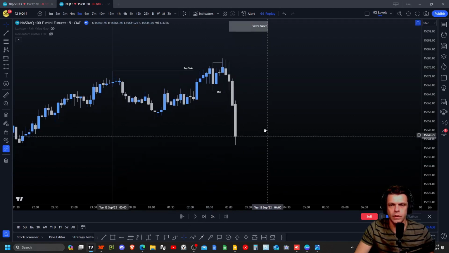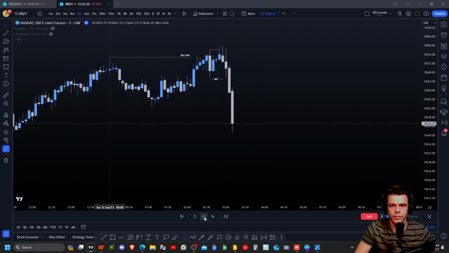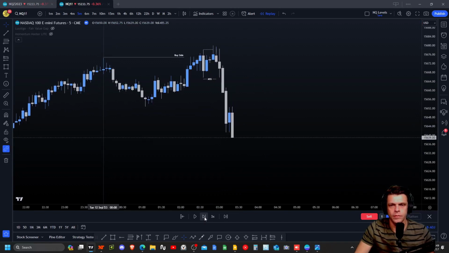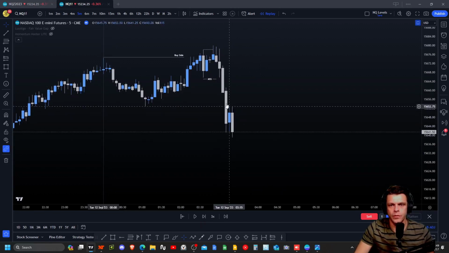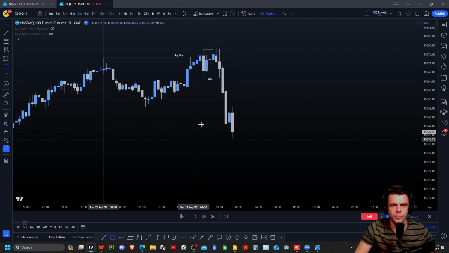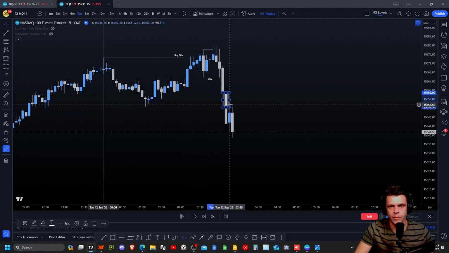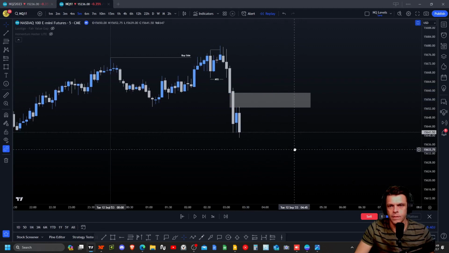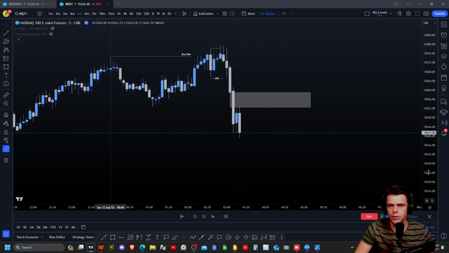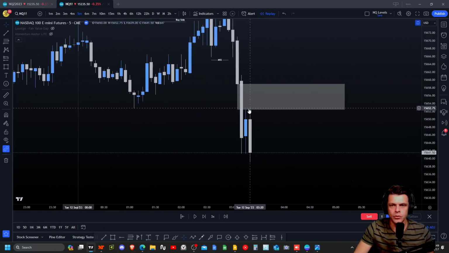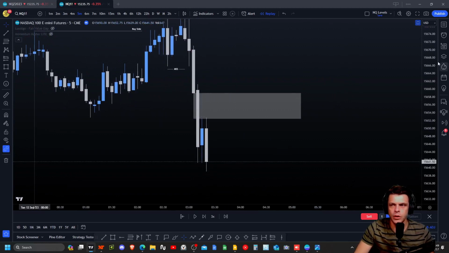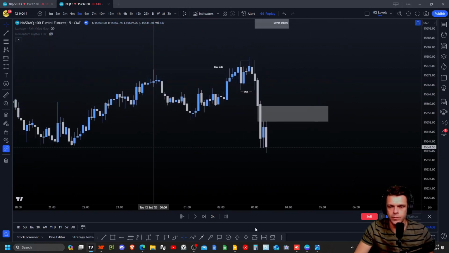Okay, so it went even lower. Okay, so the fair value gap formed right there. And see, on the very next candle, it came straight into it. So that would have tripped you in for your short position.